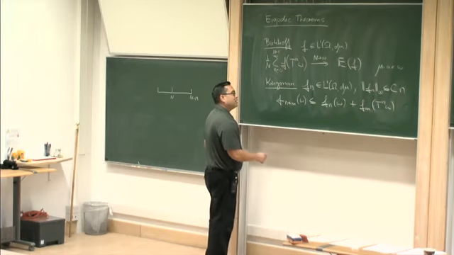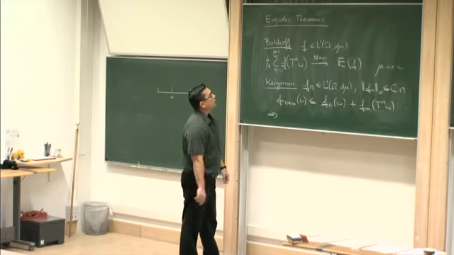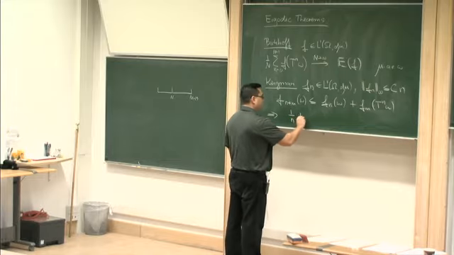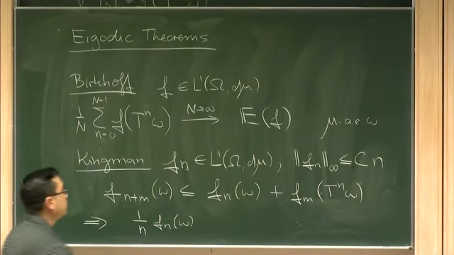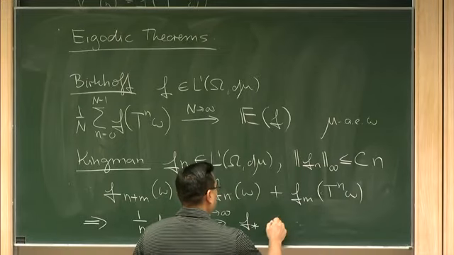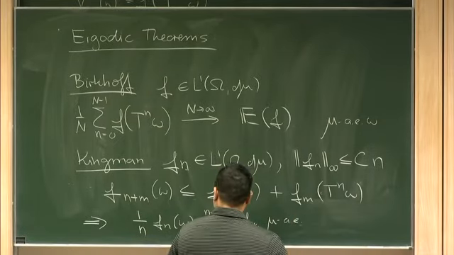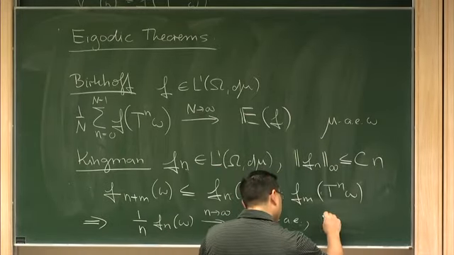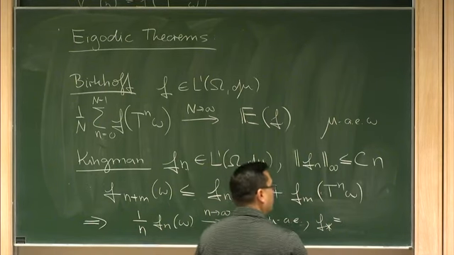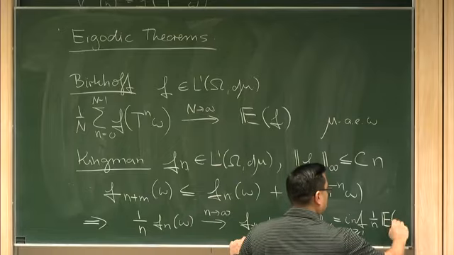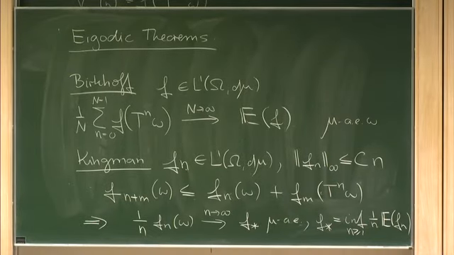So just for simplicity. Okay, so then again it's a question about convergence. 1 over n f_n of omega again converges, as n goes to infinity, to some limit, again mu almost everywhere. And moreover, the limit is finite, and f star is actually equal to the infimum of 1 over n times the integral of f_n. Okay, so that's what Kingman says.